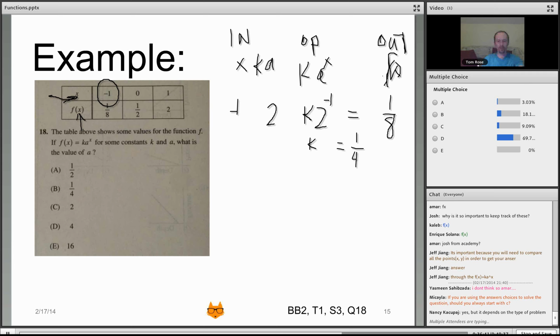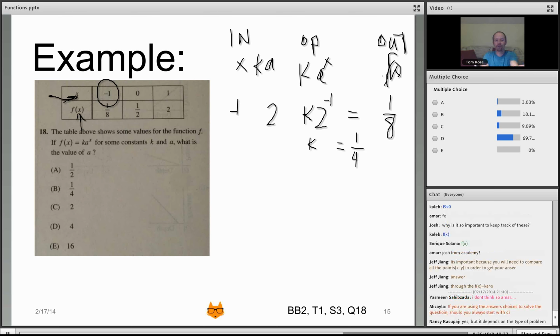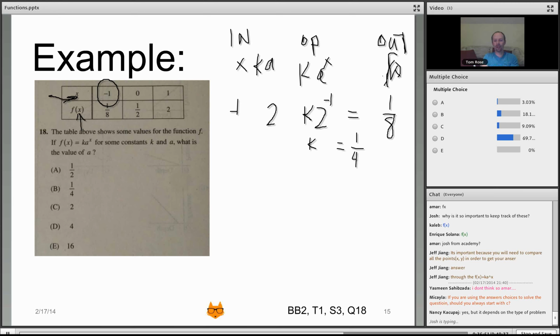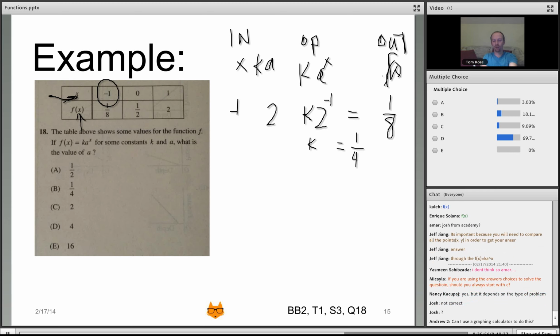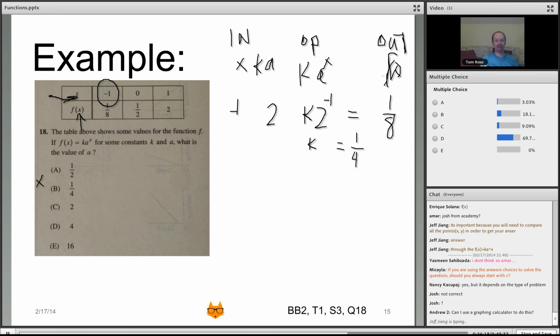So we solved this and got k equals 1/4. What does that mean for us? How do you interpret that result? So far it actually doesn't tell us anything. We picked a hypothetical a, solved for k, and got 1/4, but I don't know how to interpret that. Does 1/4 mean correct or incorrect? What you don't want to do is go over and pick 1/4. 1/4 is not the answer, so don't pick B. 1/4 is the value of k, and they have not asked us for the value of k. But what they have told us is that k is a constant.